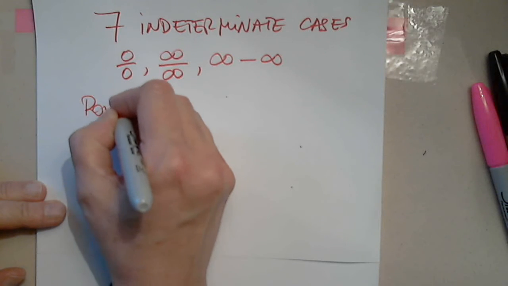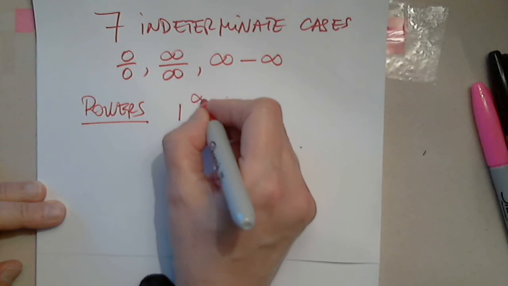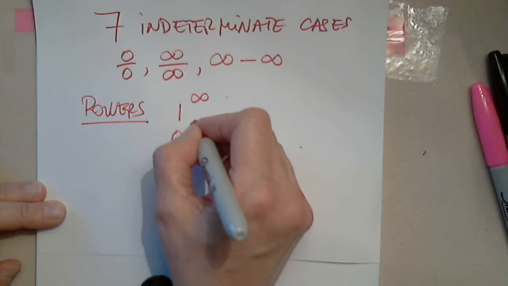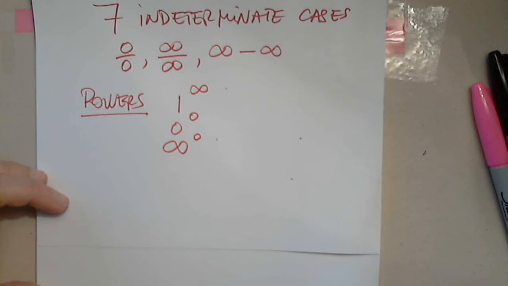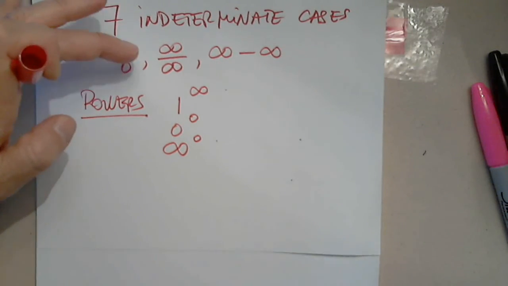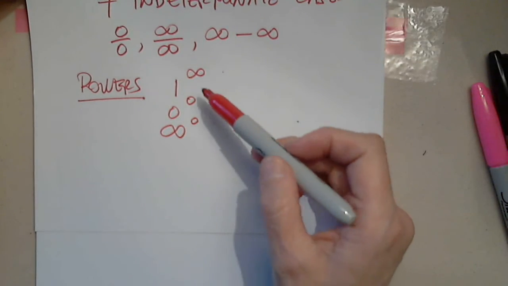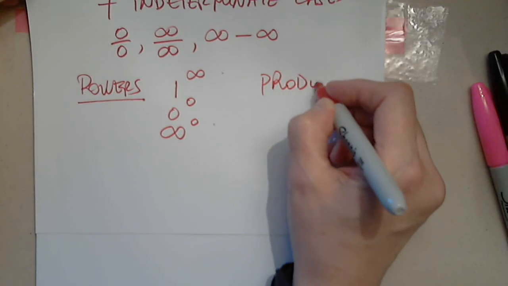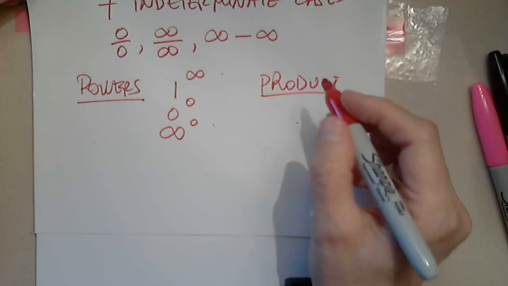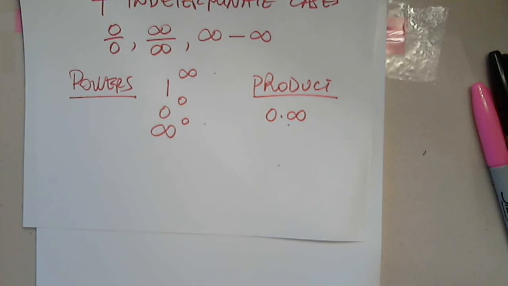Here are the powers: 1 to infinity, 0 raised to 0, infinity raised to 0. So 2 ratios, 1 difference, 3 powers, and 1 product. Yes, that's what it was. We did look at the product, I think. These are all 7 indeterminate cases.